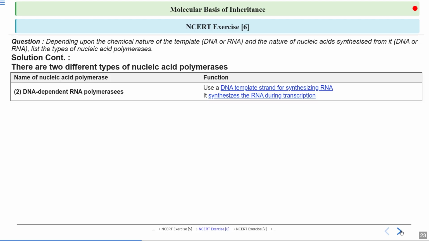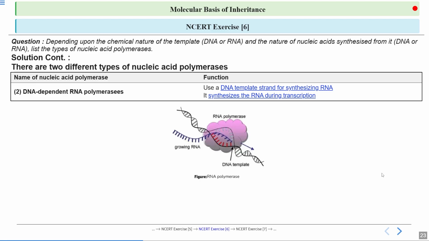It uses a DNA template strand for synthesizing what? For synthesizing RNA. It synthesizes the RNA during transcription. Here you can see this is the double-stranded DNA. This is the RNA polymerase, and with the help of this template strand, this RNA has been synthesized. So these are the 2 different polymerases that we have studied in this chapter.